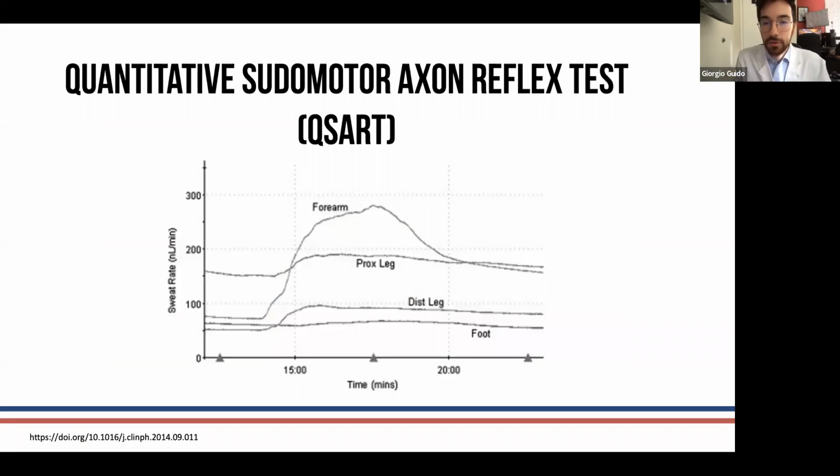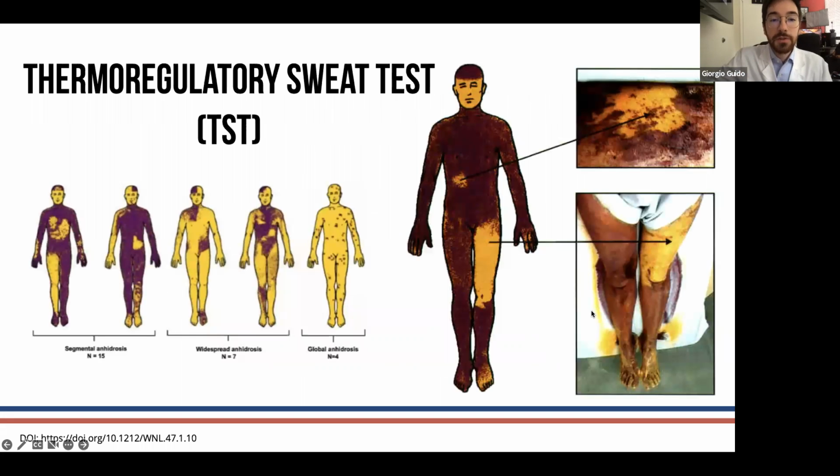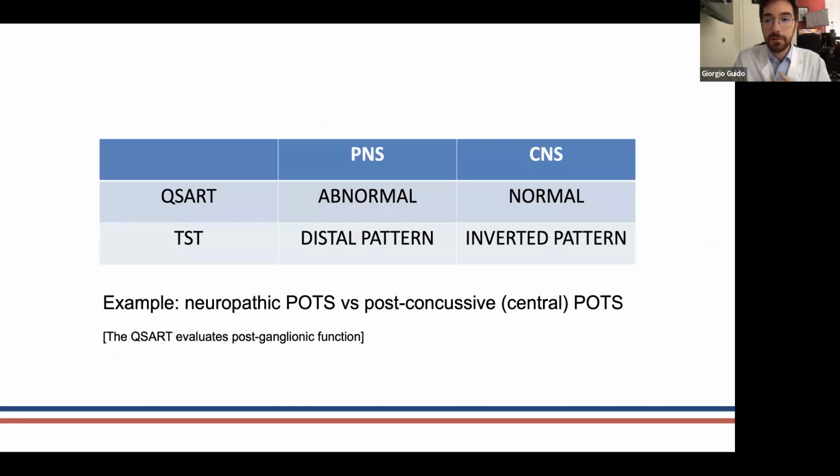Then we have two pseudomotor testings. So we have the QSART, the quantitative pseudomotor axon reflex test, that, as you see, quantifies the sweating activity in all the limbs. So for example, here you can see a decreased sweating activity in the foot. And also we have the thermoregulatory sweat test, the TST, where you can have different patterns, and those can basically help you determine if it's a central or peripheral cause. And in fact, you can put together the results of the QSART and the TST to tell if the disease is more peripheral or central.